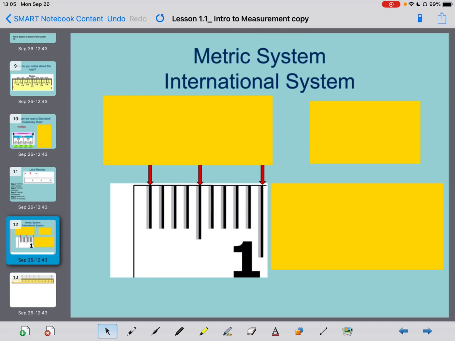Right, so this is lesson 1.1, Intro to Measurement. So in science class, we use the metric system, which we call the SI system as well. So here we do have an image of a metric ruler.